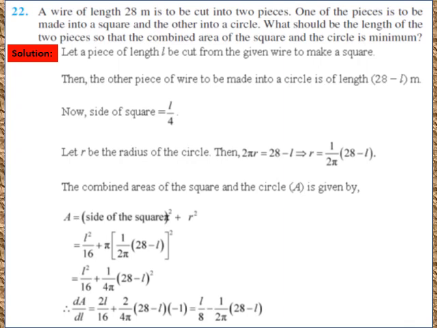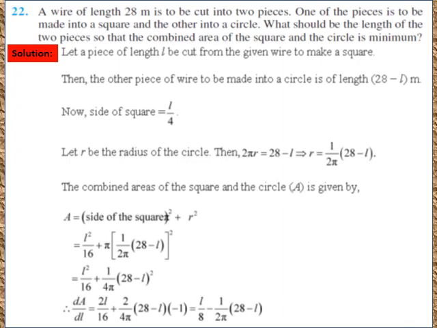And the radius of the circle: now 2 pi r, the circumference, will be 28 minus L, because from this length 28 minus L we have made the circle. So from here we get r equals 1 upon 2 pi into 28 minus L. So we have to find the area of the square and circle. So area of square plus circle, so L square upon 16 plus pi into 1 upon 2 pi 28 minus L whole square. So after simplification we get A as L square upon 16 plus 1 upon 4 pi 28 minus L whole square.